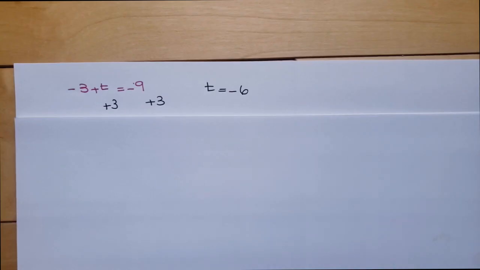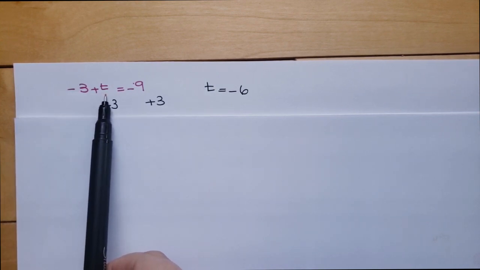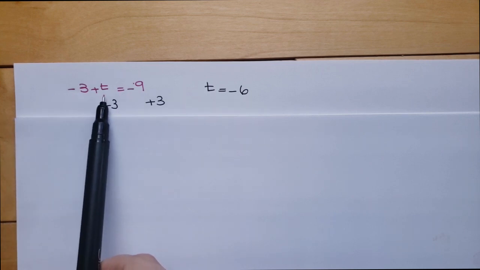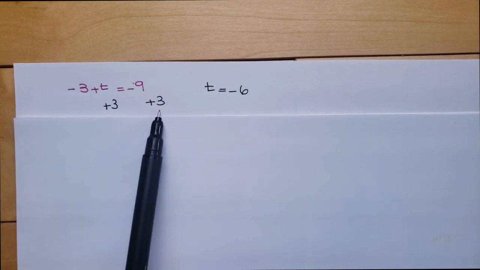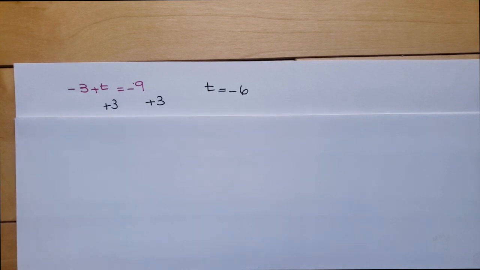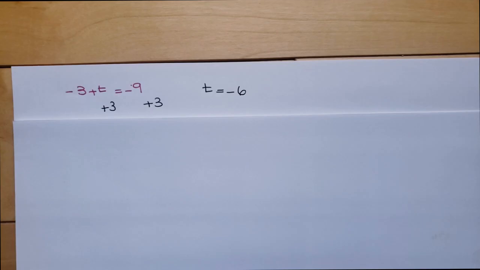Let's do a few other linear equations. Here I have negative 3 plus t, the unknown variable is t, equals negative 9. In order to isolate the unknown variable, I add plus 3 to both sides. So that would be t equals negative 6, and that's your final answer. So it's a one-step linear equation.